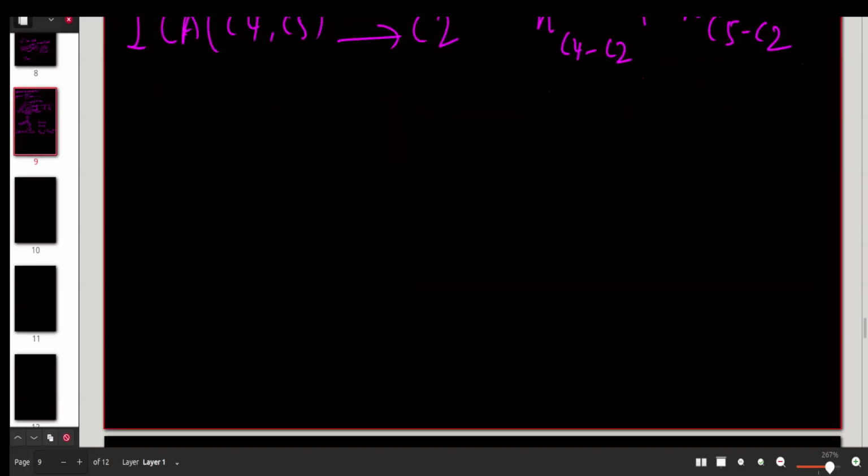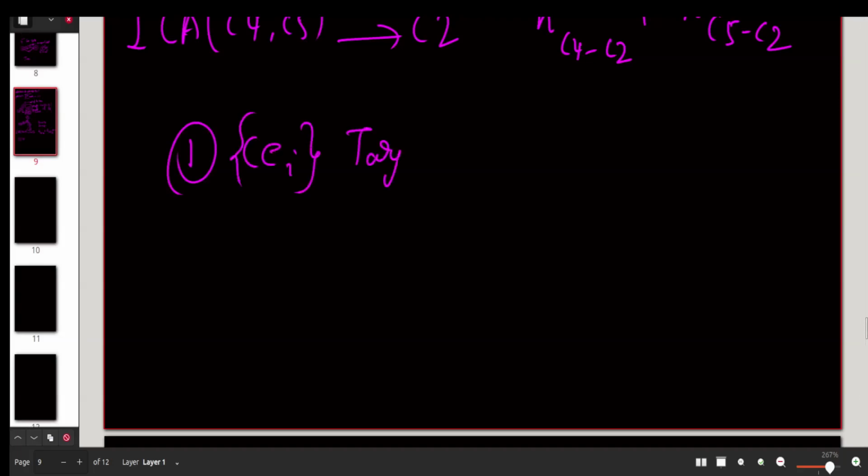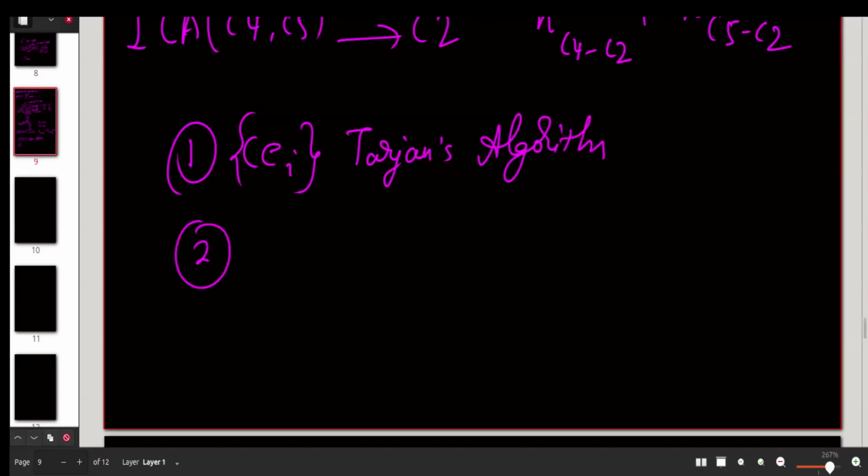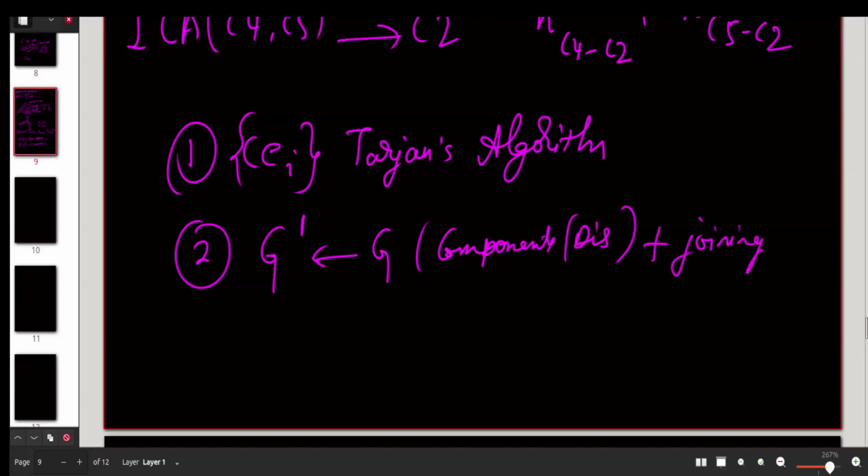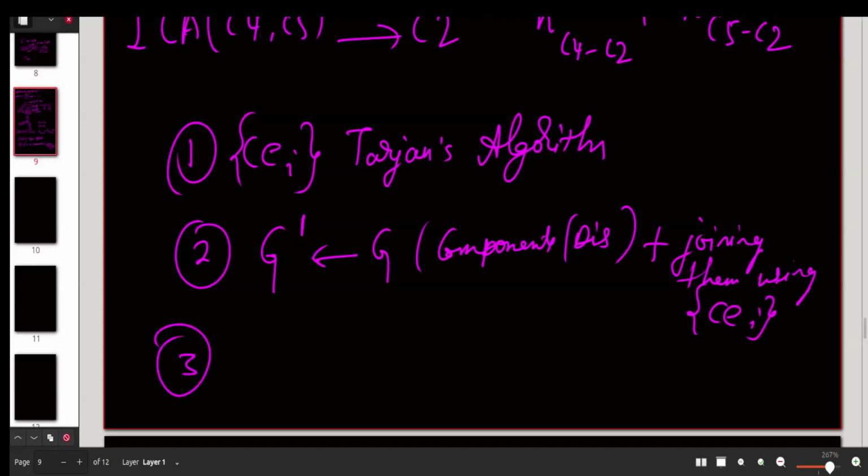And yeah, so what are the steps? First is to find out cut edges using Tarjan's algorithm. Second step is to form a new graph from the existing graph by forming the components which are disconnected plus joining them using cut edges. What is the third step? Whatever is found, the G prime, which is a tree.